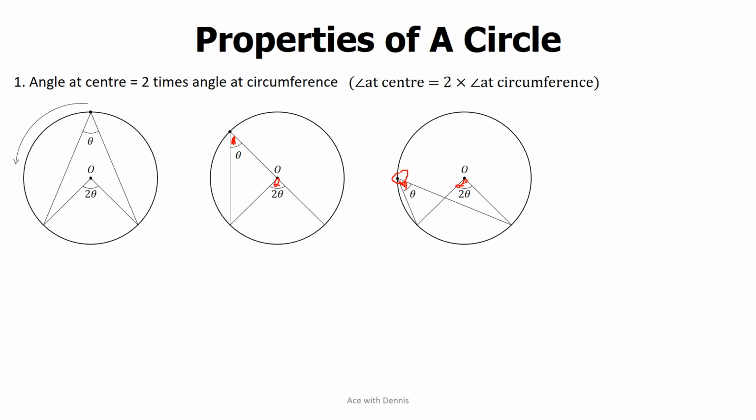And this point can still continue to move until it moves to this point. Then this angle will be the angle at the circumference, and this angle will be the angle at the center. And again, under this property, the angle at the center is 2 times the angle at the circumference.